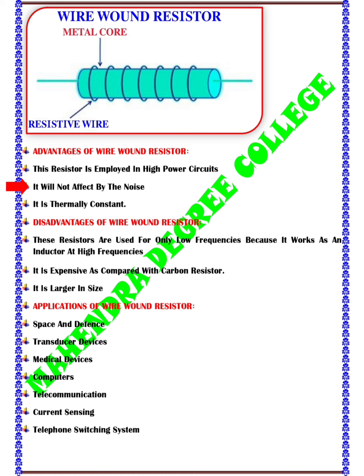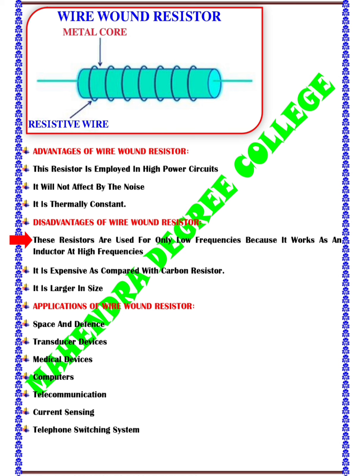Second advantage, it will not be affected by noise. It means the solid, single-piece wire construction of wire-wound resistors results in inherently low noise levels, which is crucial in sensitive applications like audio circuits and precision measurements. Third advantage, it is thermally constant. It means they exhibit good thermal stability, meaning their resistance value changes minimally with temperature variations, ensuring predictable performance in various environmental conditions. Next, we know the disadvantages of wire wound resistors.